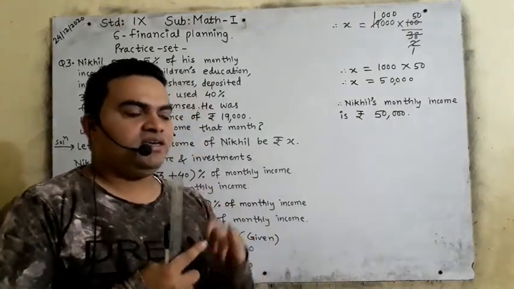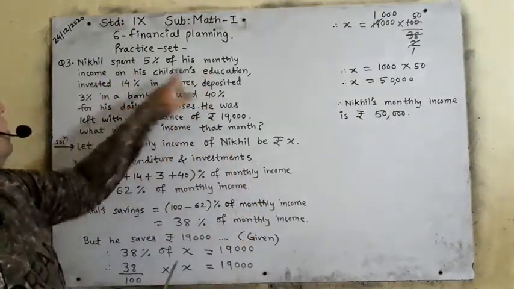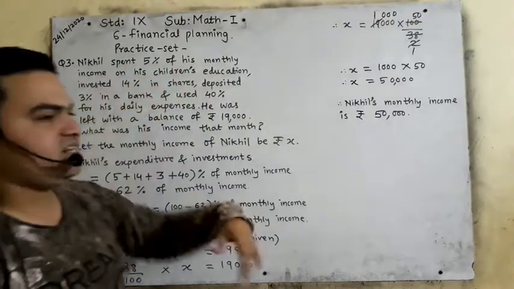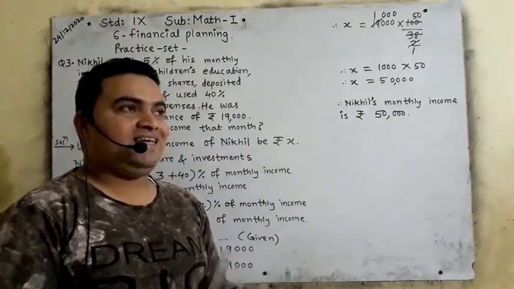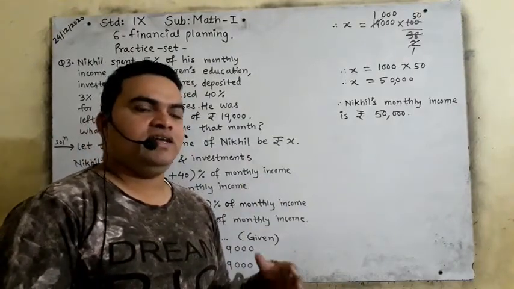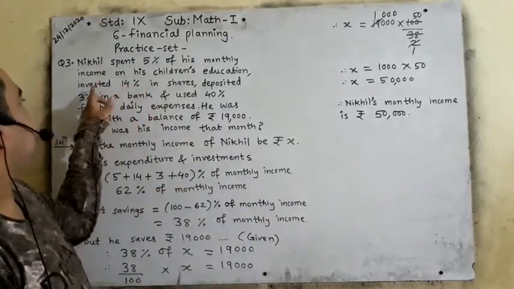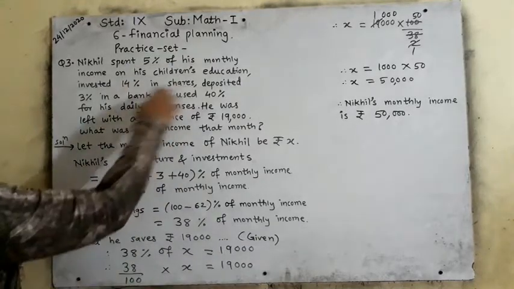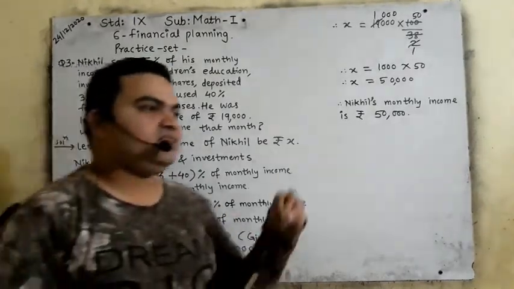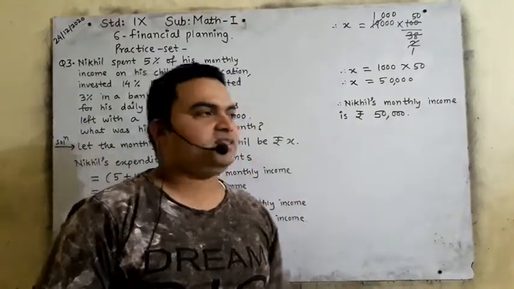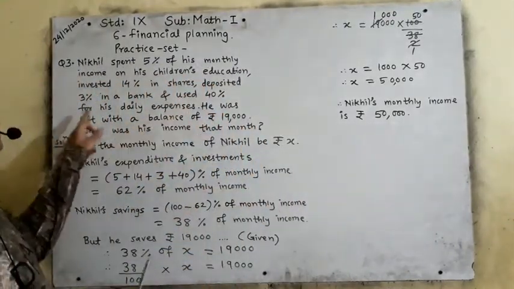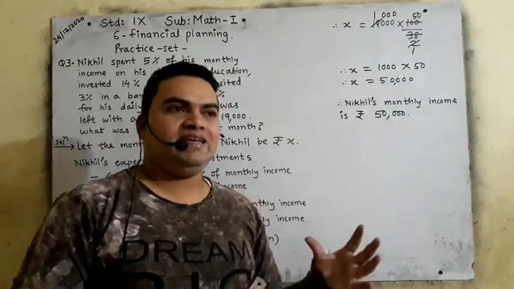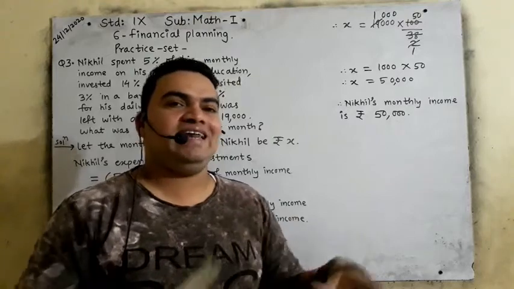First he invests 5% or he spent 5% on children's education. 14% he invests in shares, share में invest करता है. Then again deposited 3% in a bank, बैंक में भी 3% deposit करता है, save करता है, and used 40% of salary for his daily expenses.